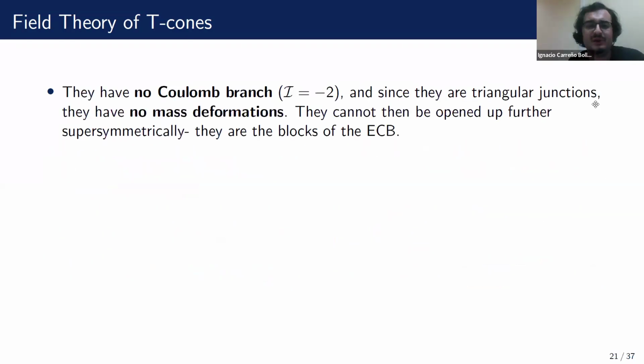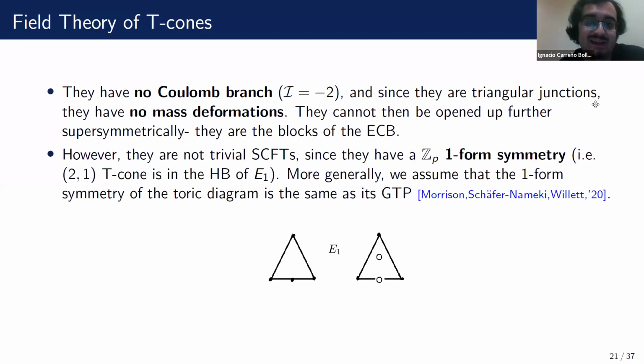Now, what is the theory that lives here on the T-cone? We've argued before that they have neither Coulomb branch nor mass deformations. So in this sense, they cannot be opened up further supersymmetrically. In some sense, they are the irreducible blocks of the ECB if they are built through brane webs. However, we argue they are not trivial SCFTs, since they have at least a Z_P one-form symmetry.